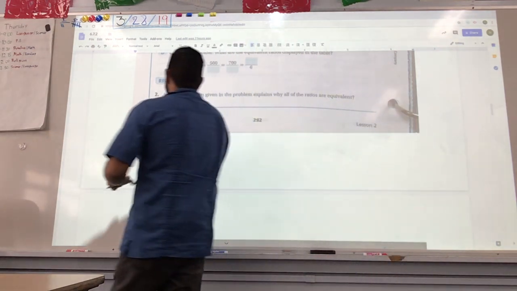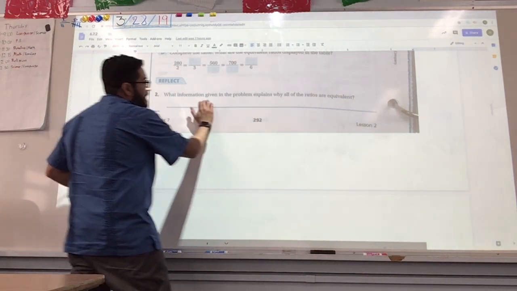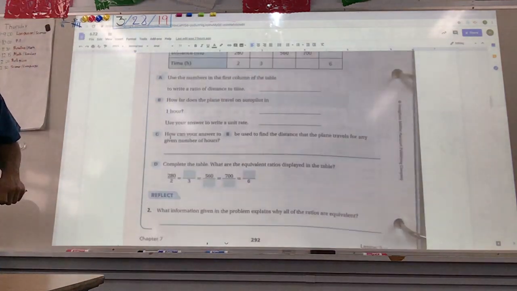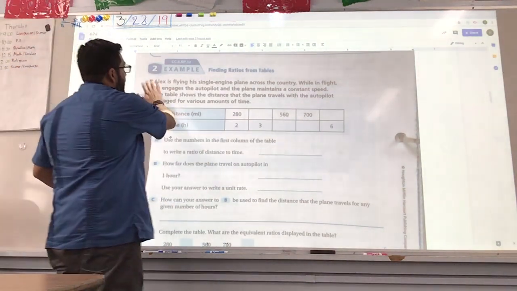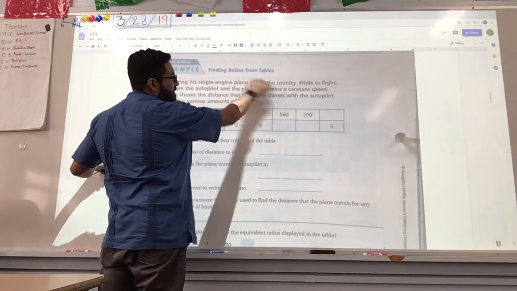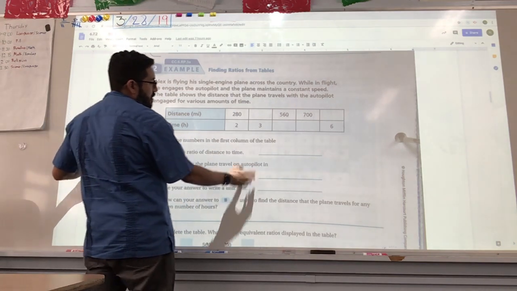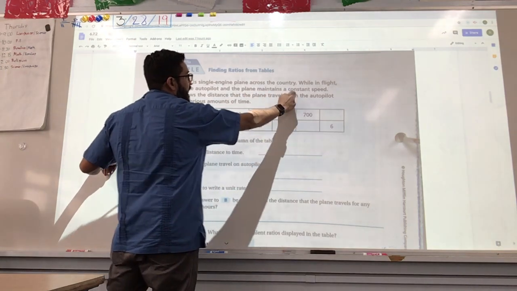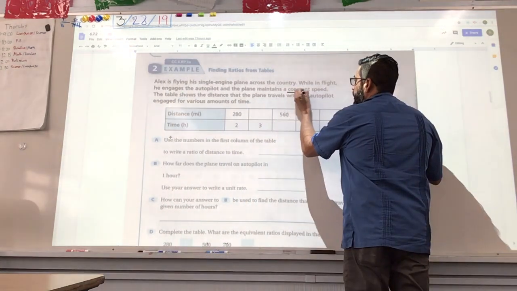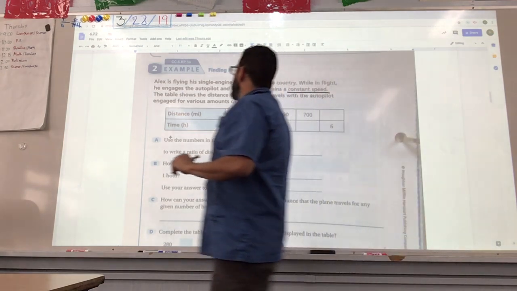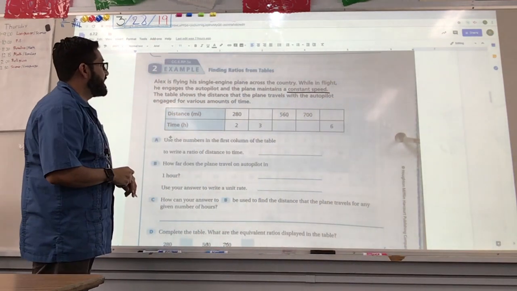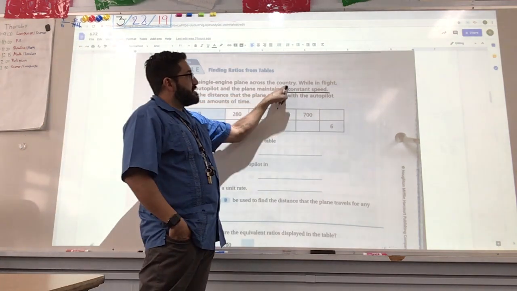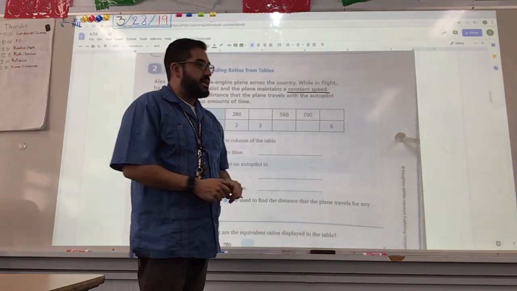Okay, so for number 2, let's reflect on this really quickly. What information given in the problem explains why all of the ratios are equivalent? So let's go back up to that problem really quickly. Alex is flying a single engine plane across the country. That doesn't really tell us why all the ratios are equivalent. While in flight, he engages the autopilot and the plane maintains a constant speed. The table shows the distance that the plane travels with the autopilot engaged for various amounts of time. Okay, so this means that the rate is constantly moving at the same speed.